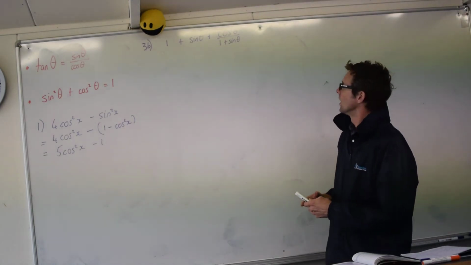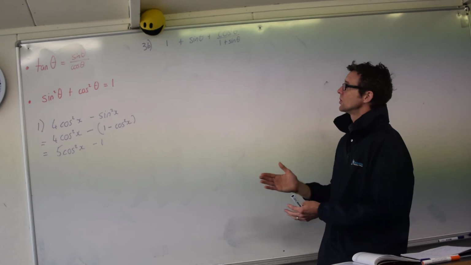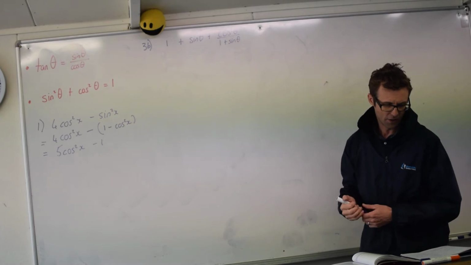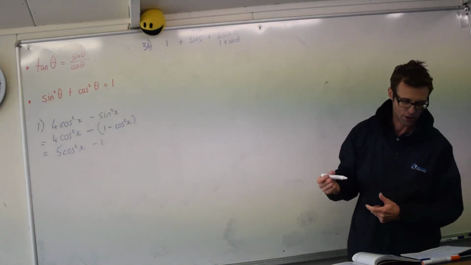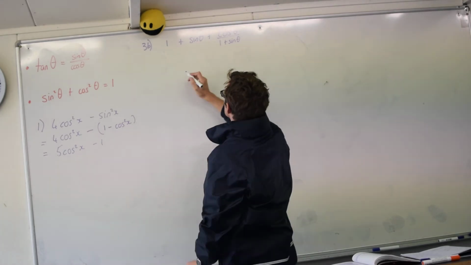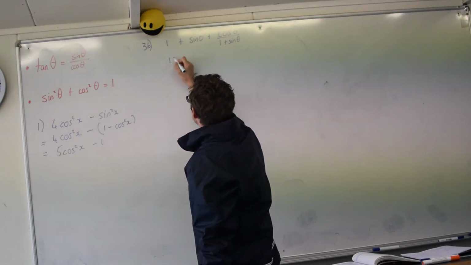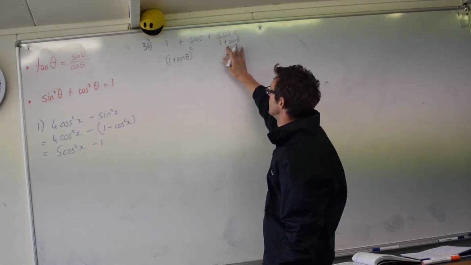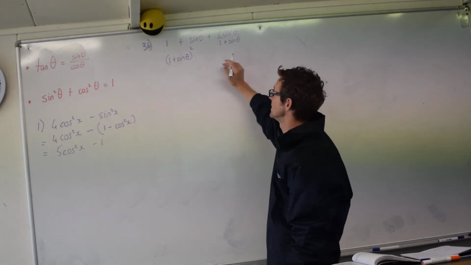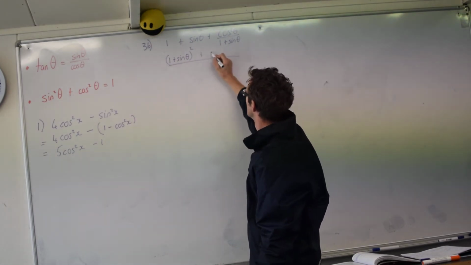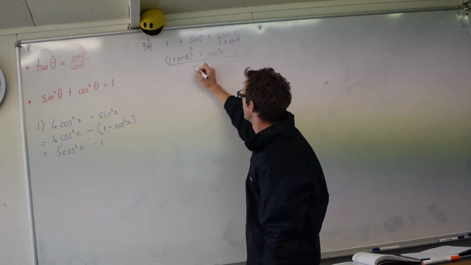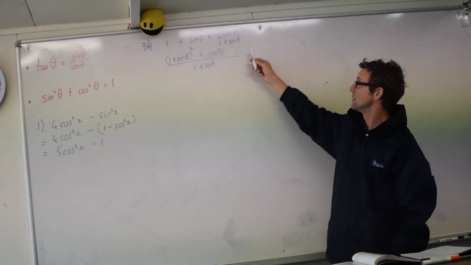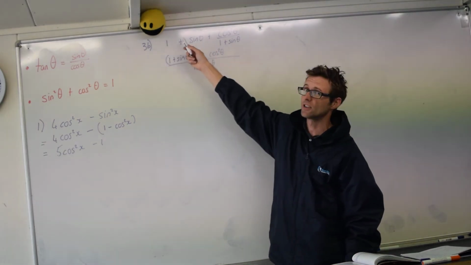Okay, so what I'm going to do is make all of this have the same denominator. So we're going to multiply all of this by 1 plus sine theta. So I'm going to get 1 plus sine theta squared, because I'm timesing this whole thing by the denominator here, plus cosine squared theta all over 1 plus sine theta. Pause the video there if you're not quite sure what I've done. Basically, I'm trying to get this part of the equation to have the same denominator.